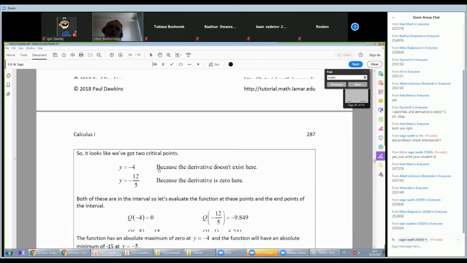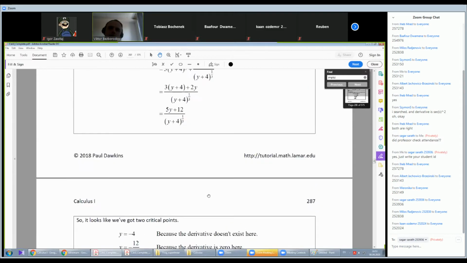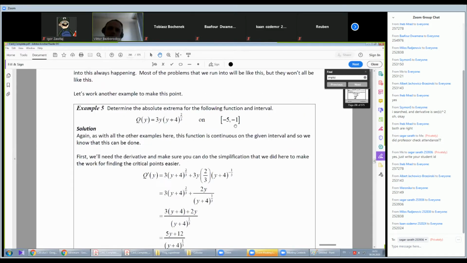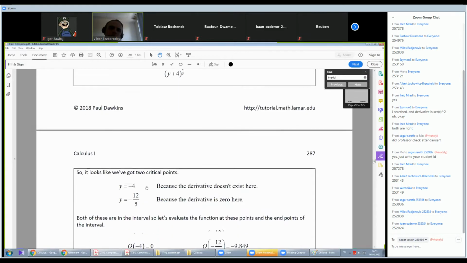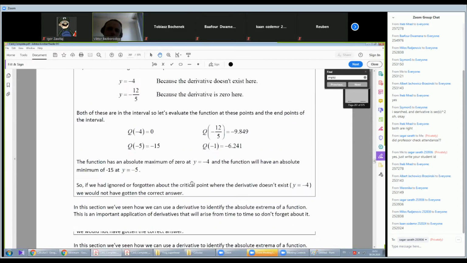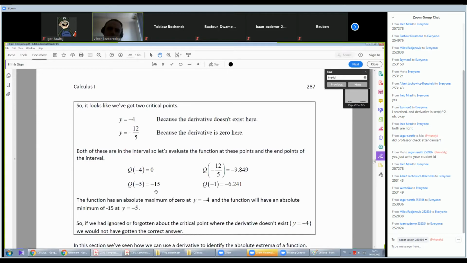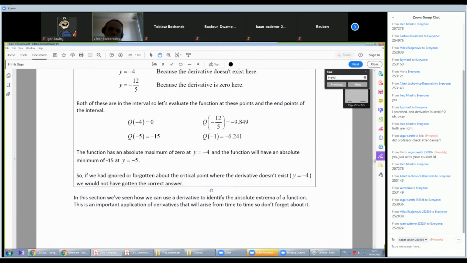Once again, here you're interested only in the points that lie within the interval. So this is the interval -5, 1. And the points that you find do lie within this interval. And then you evaluate your function at those points, and then you take the absolute minimum and the absolute maximum, right? So it's going to be 0, the maximum, and -15, the minimum.